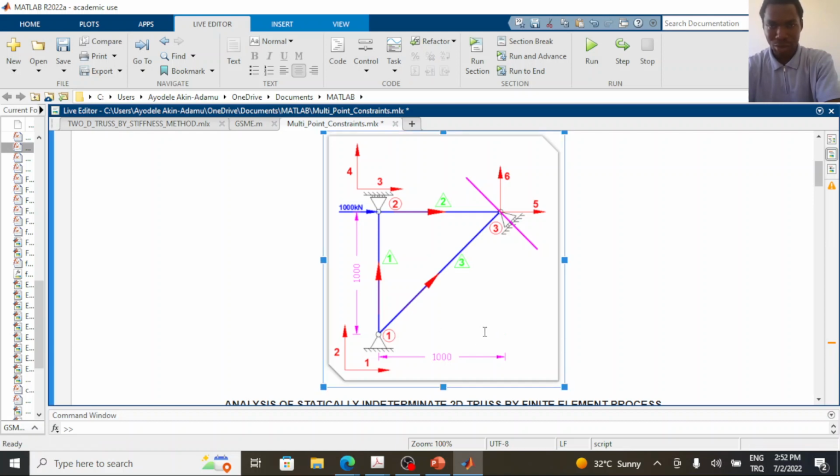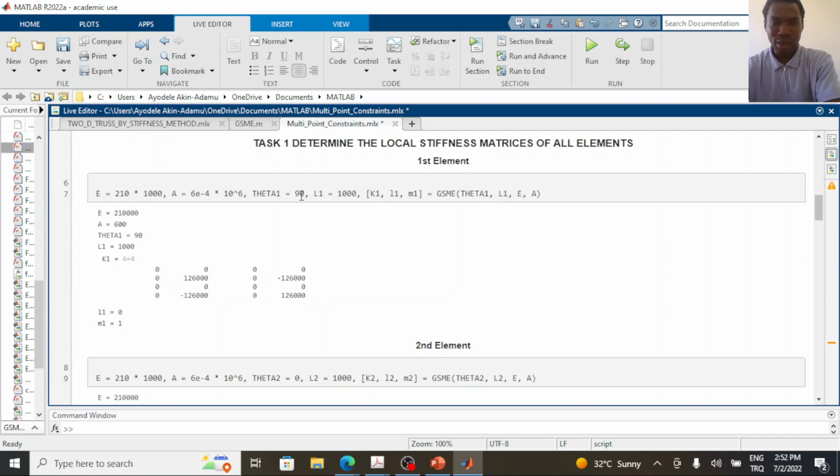Unfortunately, I cannot sketch in this work environment. Element one is shown here, and the angle from the positive horizontal axis to the element is 90 degrees. That's why theta one is 90 degrees. L1 is one meter, but because I'm using millimeters, this is 1000 mm.